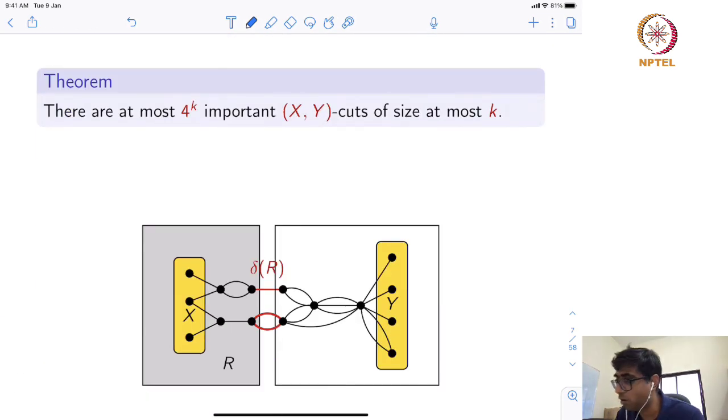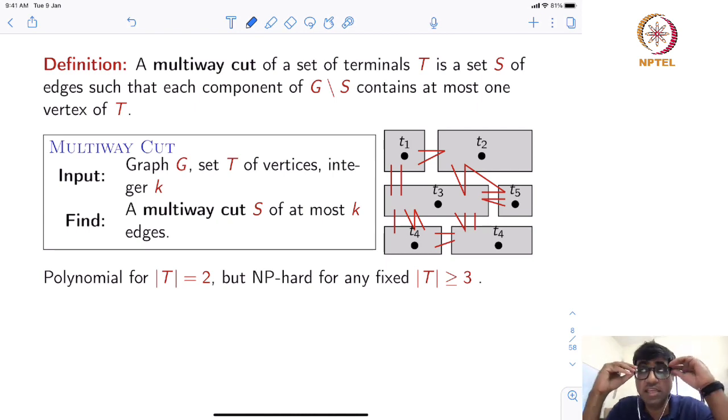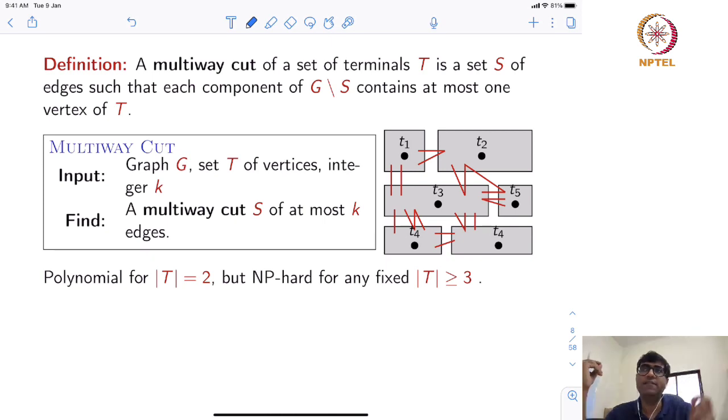And then we had this important theorem, which showed that there are at most 4 to the power k important XY cuts of size at most k. This was very useful because we could use important cuts to design an algorithm for a problem called multi-way cut. So what was a multi-way cut? A multi-way cut of a set of terminals T is a set of edges S such that each component of G minus S contains at most one vertex of T, or alternatively, for any pair of vertices in T, there is no path after we delete the edge set S.